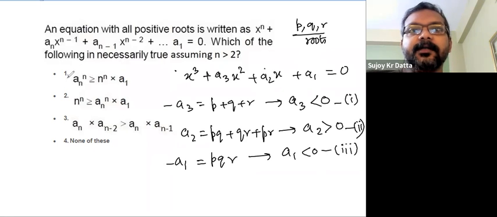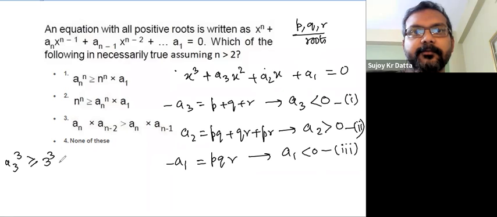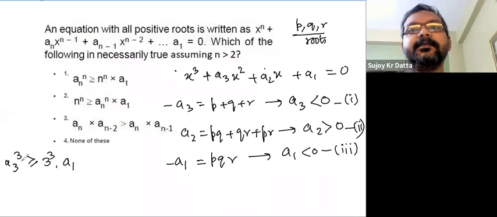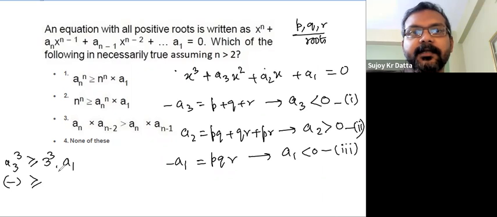Now, let us look at the statements one by one. The first option reads: a3 cubed is greater than or equal to 3 cubed times a1. Now, a3 cubed is a negative quantity, and you are saying it is greater than, with a1 also negative, 27 times a negative quantity. Now, this is subject to what the actual values of the roots PQR will be.